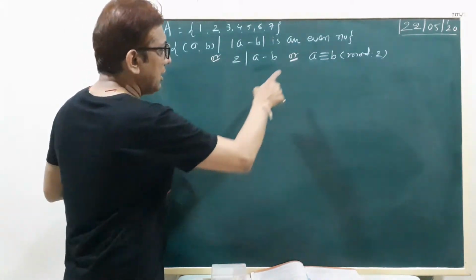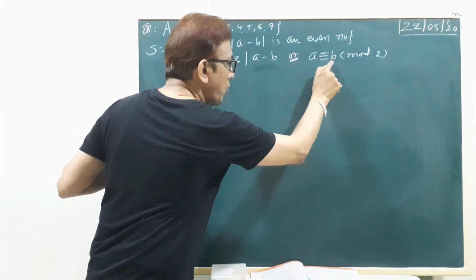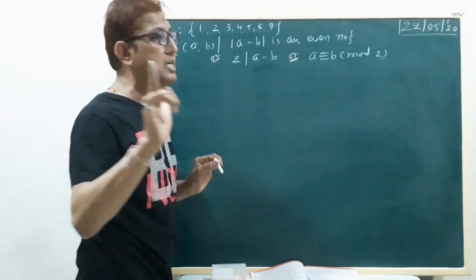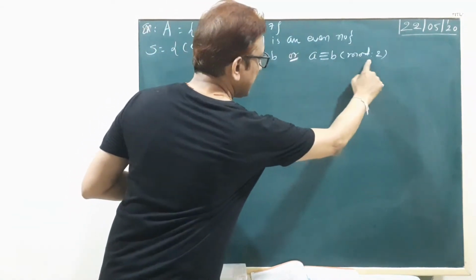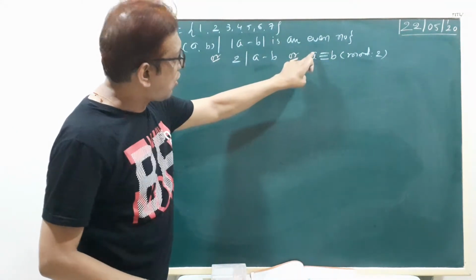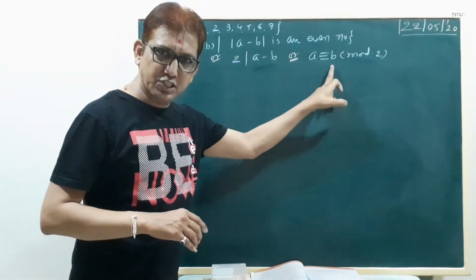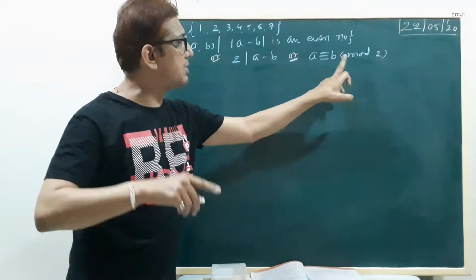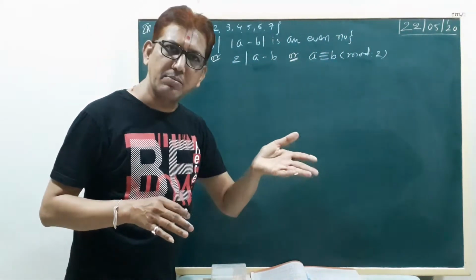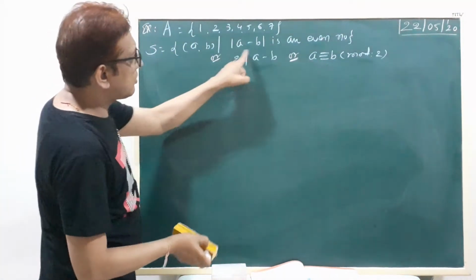And the third method: a modulo b. Here we write modulo 2. That means a minus b or b minus a is divisible by 2. Modulo 2 means divisible by 2, modulo 3 means divisible by 3, modulo 4 means divisible by 4. Here we write only this one.